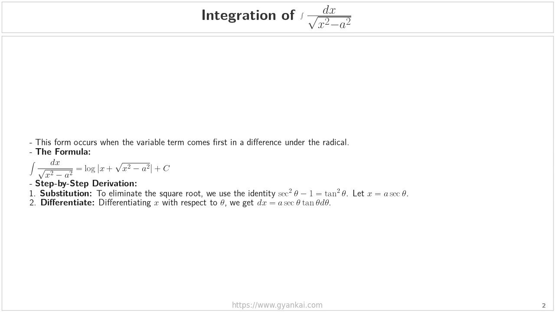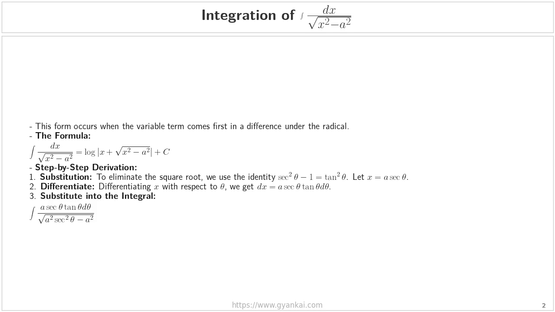Step 2, differentiate. Now, we need to find dx in terms of theta. If x equals a secant of theta, then taking the derivative with respect to theta gives us dx equals a times secant of theta times tangent of theta, d theta. Step 3, substitute into the integral. Let's replace x and dx in our original integral with our expressions in terms of theta. This gives us the integral of a secant theta tangent theta d theta divided by the square root of a squared secant squared theta minus a squared.